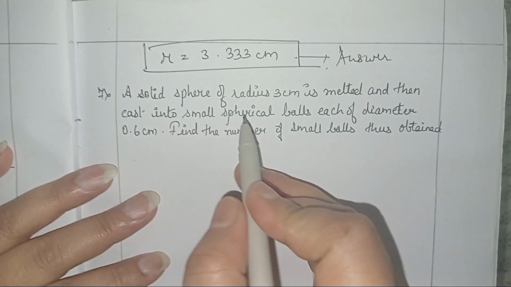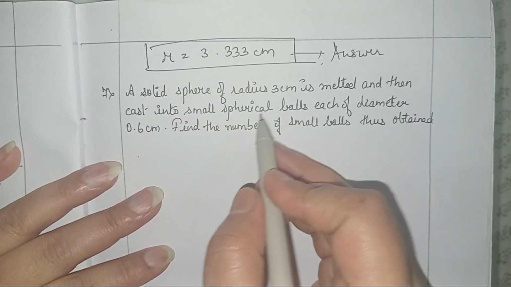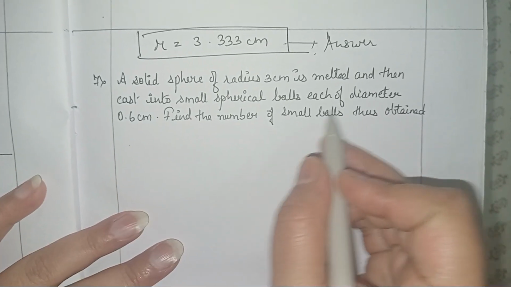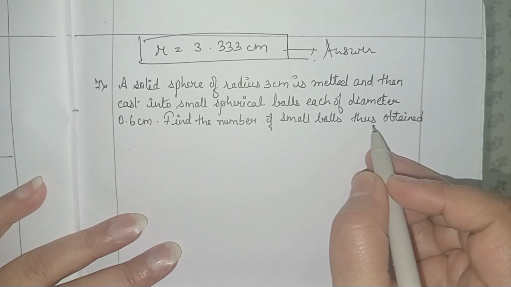So let's start. Sum number 7: a solid sphere of radius 3 centimeters is melted and then casted into small spherical balls, each of diameter 0.6 centimeter. Find the number of small balls thus obtained.